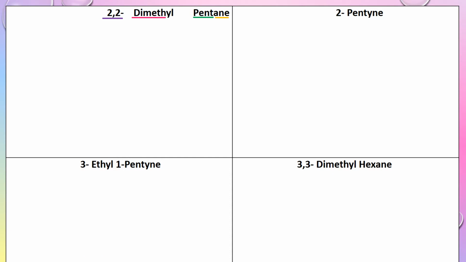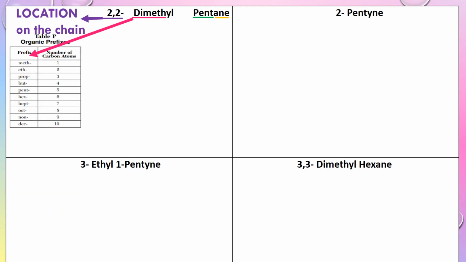Breaking all of this apart, the 2, 2, or the numbers at the front, tell you the location where your extra accessories are on the chain. Dimethyl, we're going to look at the table P chart, and that's where all of your prefixes are. We talked about the prefixes and the suffixes. You're going to look at that. It's going to show you that the meth or the methyl group means that there is 1. Now, notice it says di, and what do we know about the prefix di? It means 2. So it means that there are 2 single carbon chains or accessories on this main chain.